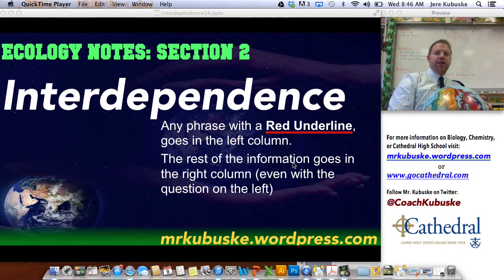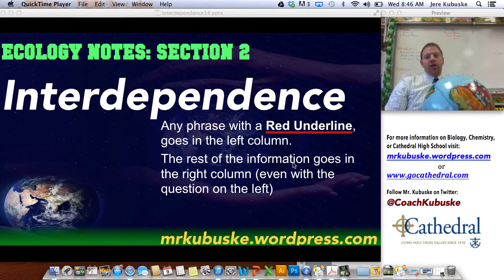We're going to go on to section 2 of our ecology unit. We talked about exactly what is ecology, studying how biotic and abiotic factors affect an ecosystem, things like that. So today we're going to talk about what really drives ecology and what ecologists actually would study, which is what we call interdependence.